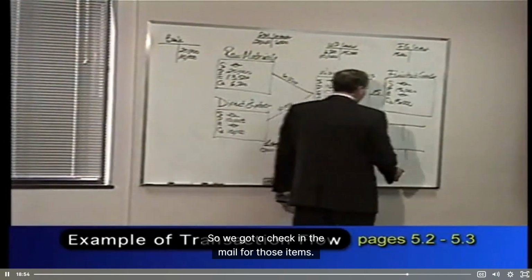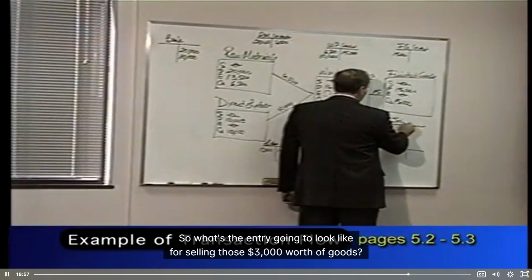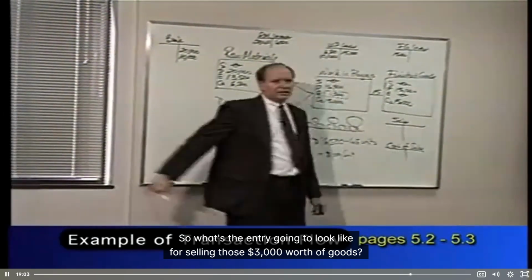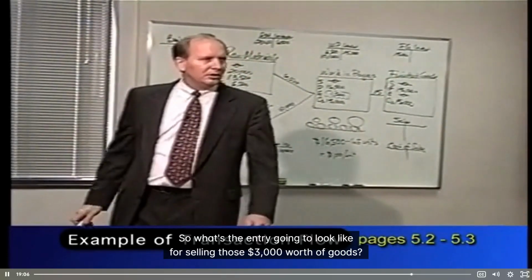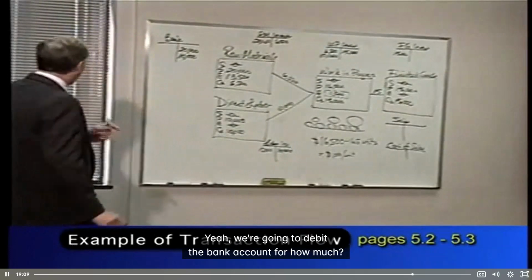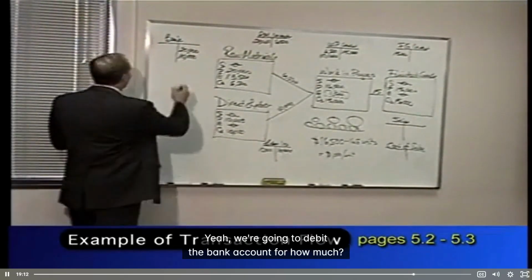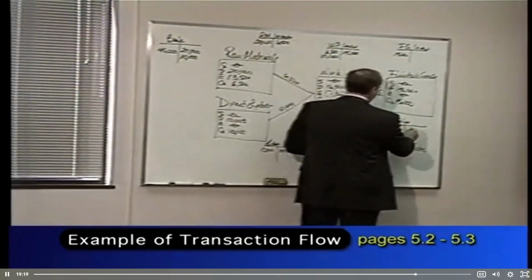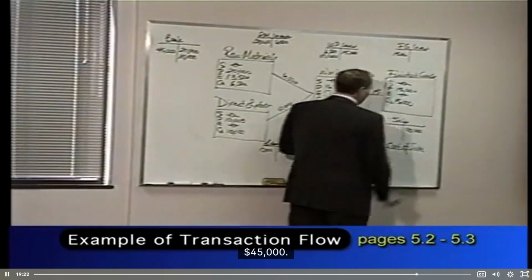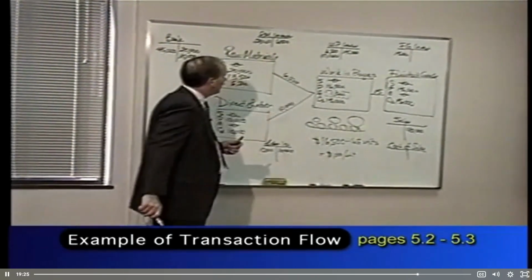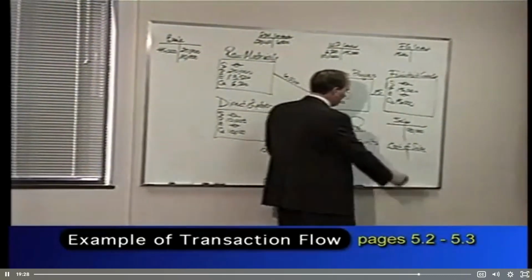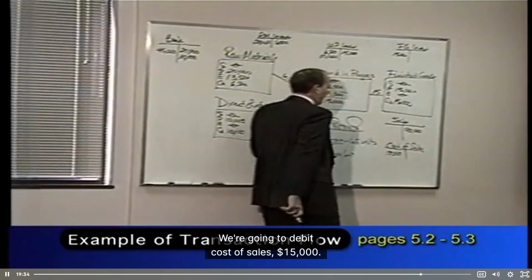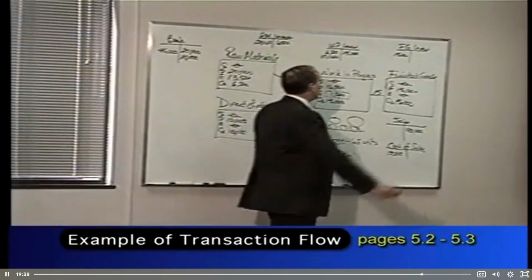And we got a check in the mail for those items. So what's the entry going to look like for selling those goods? Bank account. Yes, we're going to debit the bank account for how much? $45,000. Good. Credit sales, $45,000. Then we have to book the cost of sales, which is debit cost of sales $15,000, and credit finished goods.